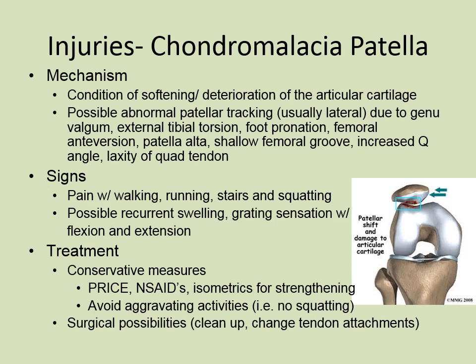So some reasons that we could get chondromalacia would be possible abnormal patellar tracking, usually lateral, due to genu valgum, so the knees being knock-kneed. External tibial rotation, or the tibia being rotated out. Foot pronation, or the arches falling. If the arches fall, the knees often follow into a genu valgum. And femoral anteversion, which is kind of a rotation of the femur.